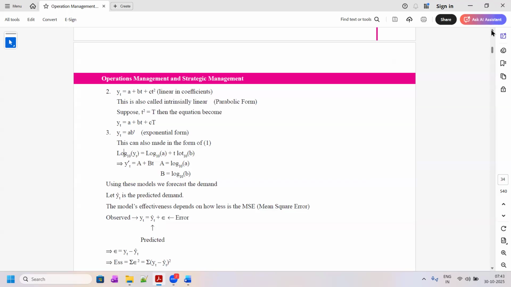Later, it becomes fast, and after some time, it becomes slow. Then you are getting a parabolic trend. So it is like a slow, fast, slow pattern over time. Exponential trend is used when the data increases or decreases rapidly over time, for example, during fast growth or decline.